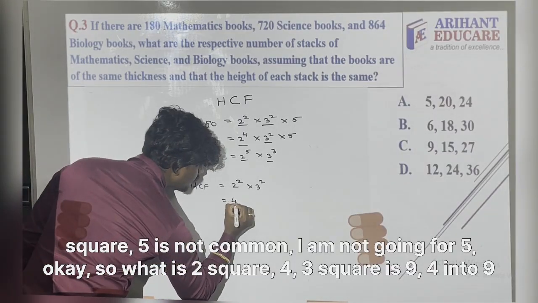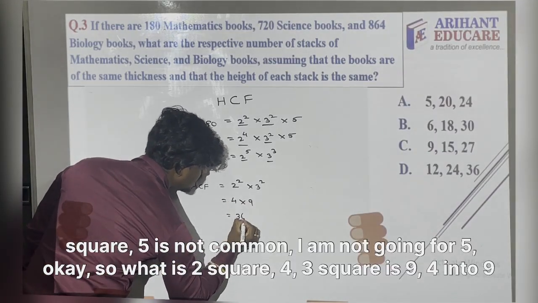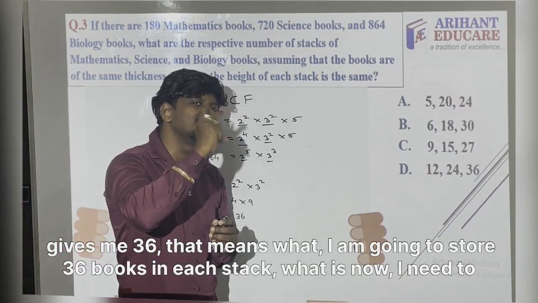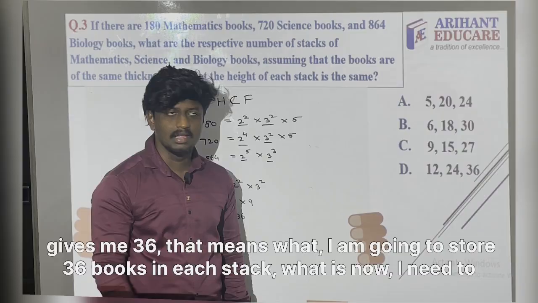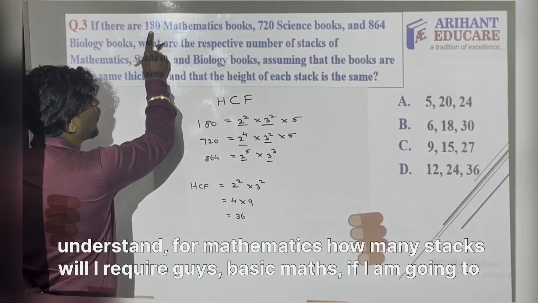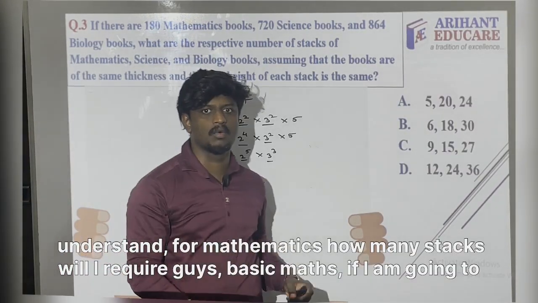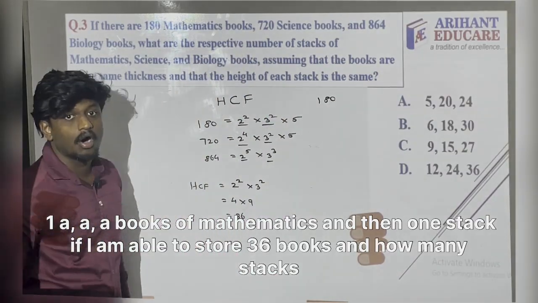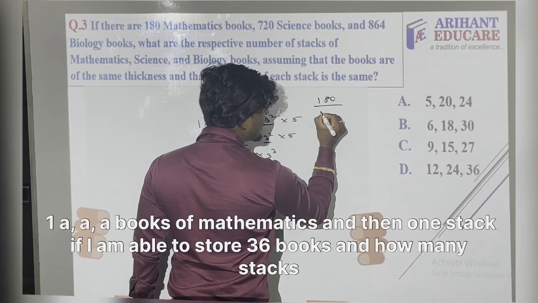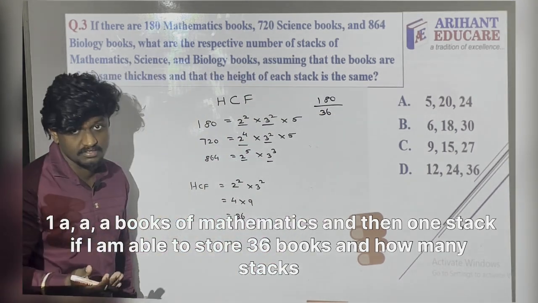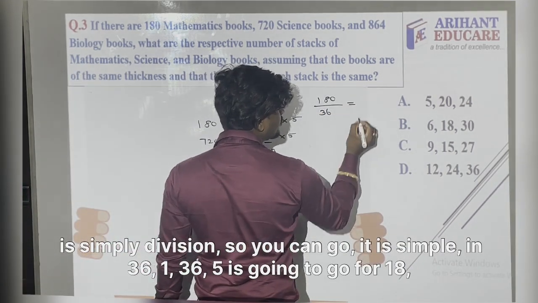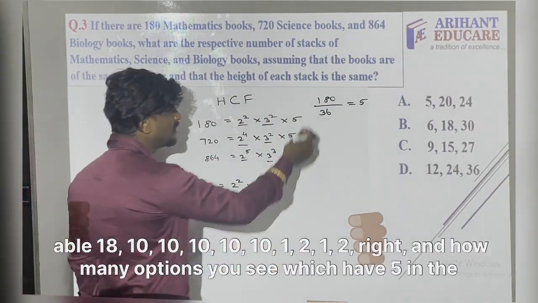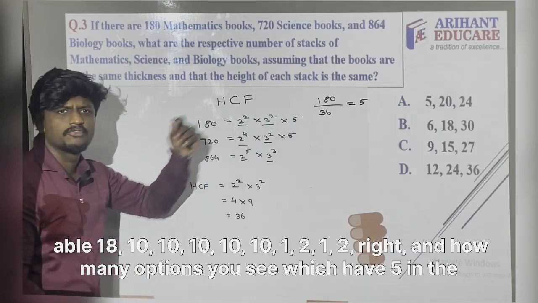Guys, what is 2 square? 4. 3 square is 9. 4 into 9 gives me 36. That means I am going to store 36 books in each stack. Got it? Now, I need to understand, for mathematics, how many stacks will I require? Guys, basic maths. If I've got 180 books of mathematics, and in one stack I'm able to store 36 books, how many stacks is simply division. It's simple division: 36 ones are 36, 5s are 180, right?